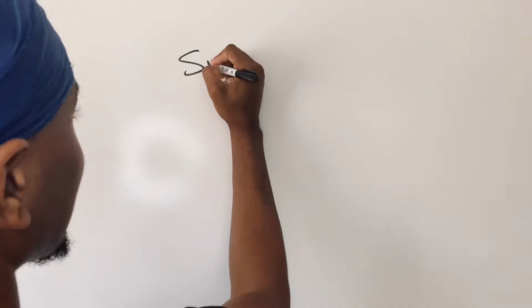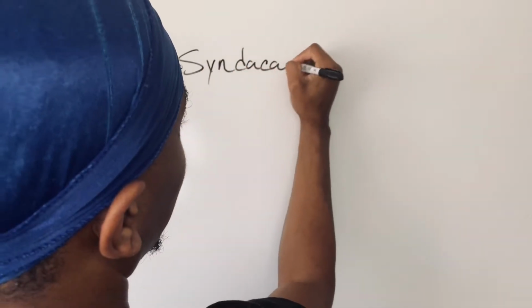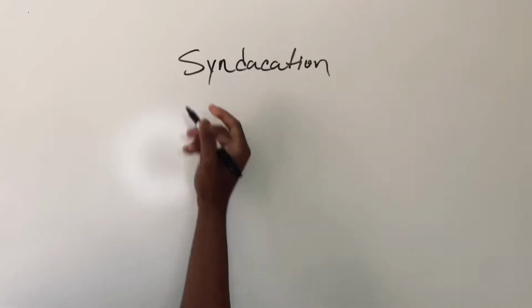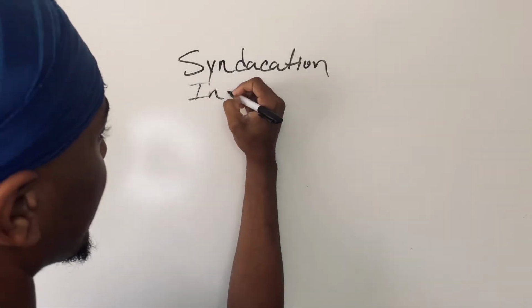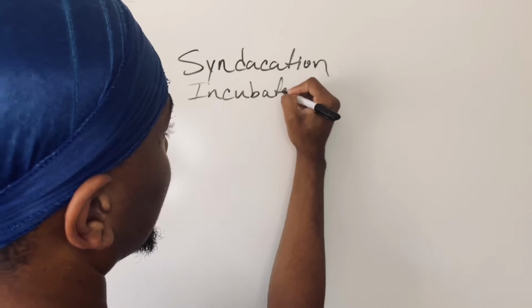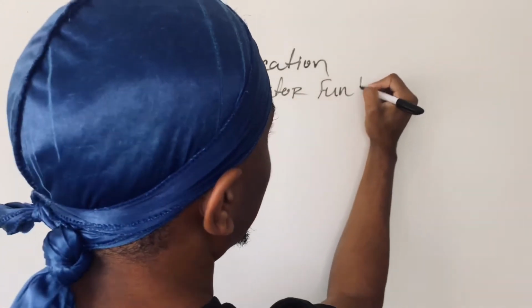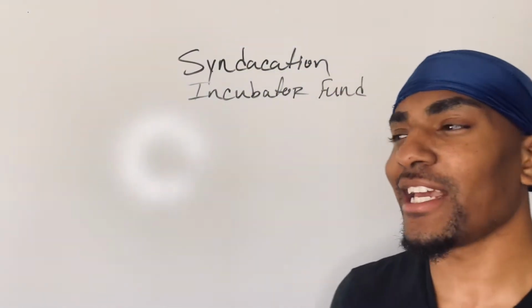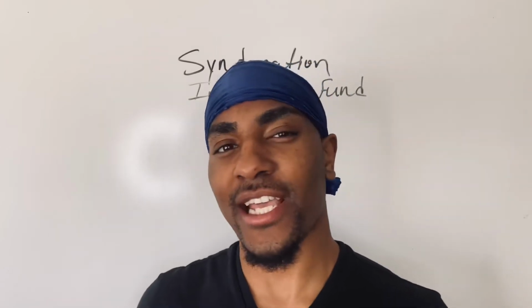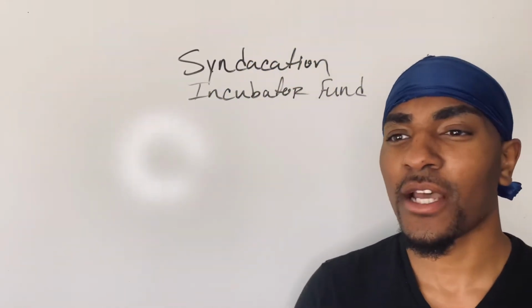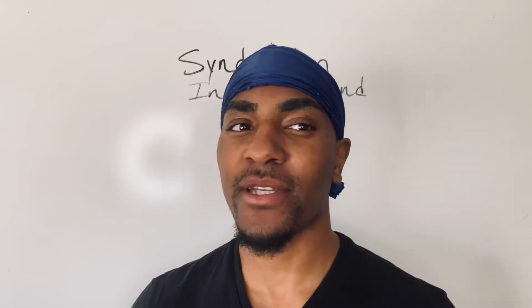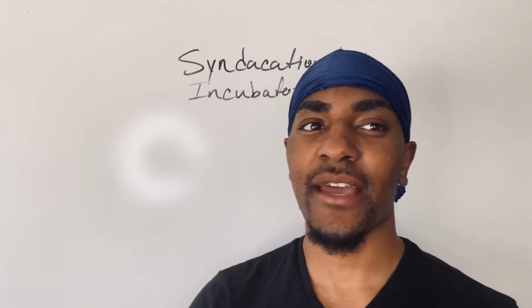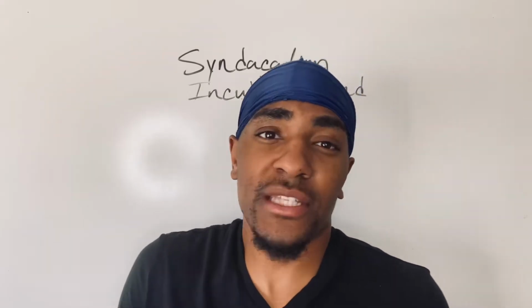There's two things that I want to talk about, two things I want to put on your mind. The first one is going to be something called a syndication. And the next one is going to be an incubator fund. Two similar things but very different models. A syndication is really used for real estate. So if you're in the real estate game, you might have heard of this. But if you're not, then you probably never heard of this. But a syndication can be used for almost any business structure.